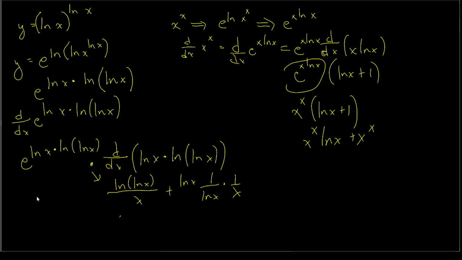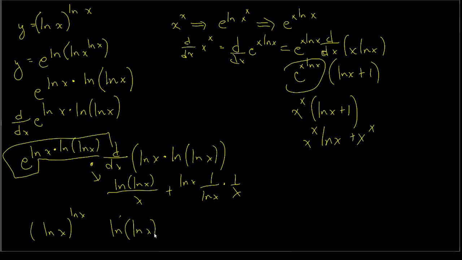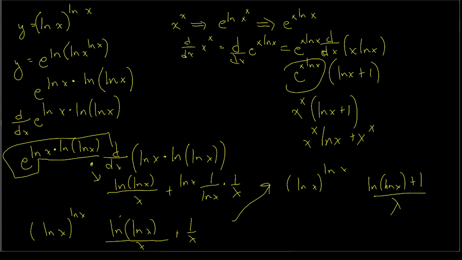So we get this times this, but this is what we started with. So that's the ln of x to the power of ln of x times the ln of x over x plus 1 over x. Or the ln of x to the power of ln of x times ln of the ln of x plus 1, all over x.